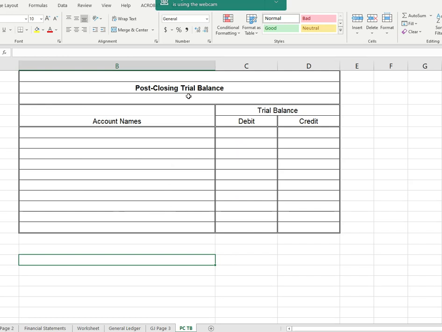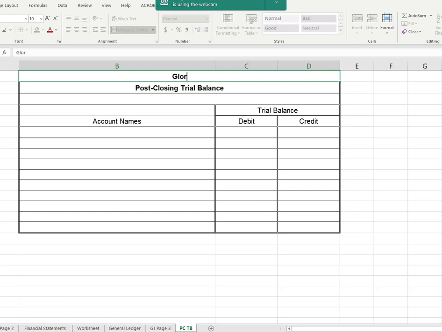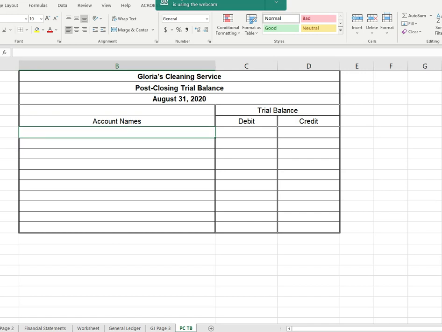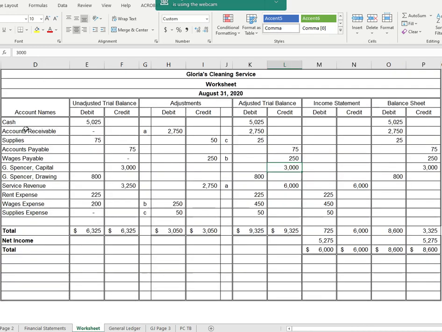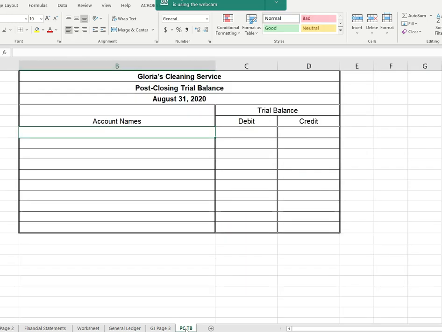So what we need to do is go ahead and we're going to use these balances and post them to our post-closing trial balance. So here's our post-closing trial balance. I'm going to do Gloria's Cleaning Service post-closing trial balance on August 31, 2020. All right, so I'm going to post the names of our accounts. So we would get that from either the general ledger, going down here, or from the worksheet. If I get them from the worksheet though, I have to stop at capital because none of the temporary accounts exist after we close the accounts.